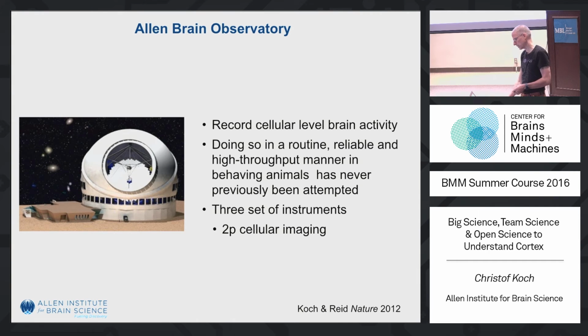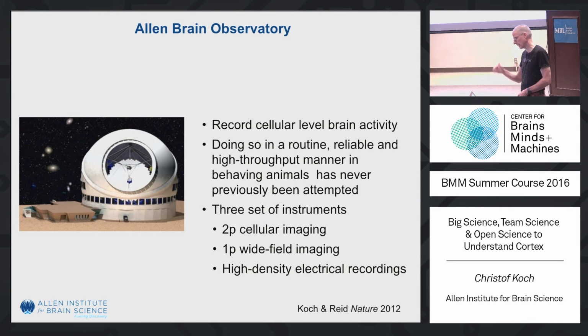We use 2-photon calcium imaging, of course. We use wide field imaging, 1P, that we can do throughout the entire brain. Think of it like fMRI, but we can do it now on single trials. And we're using high-density electrical recordings, where we sample from hundreds of neurons along a single shaft of highly machined silicon.